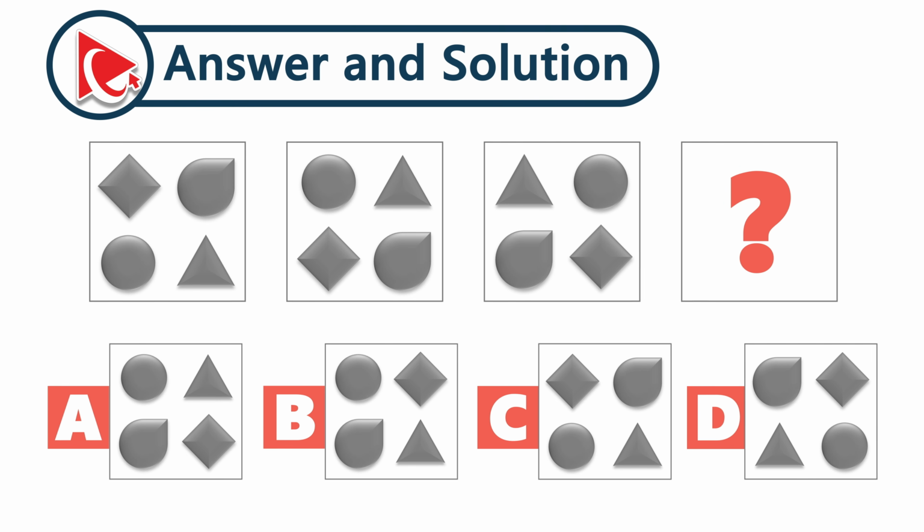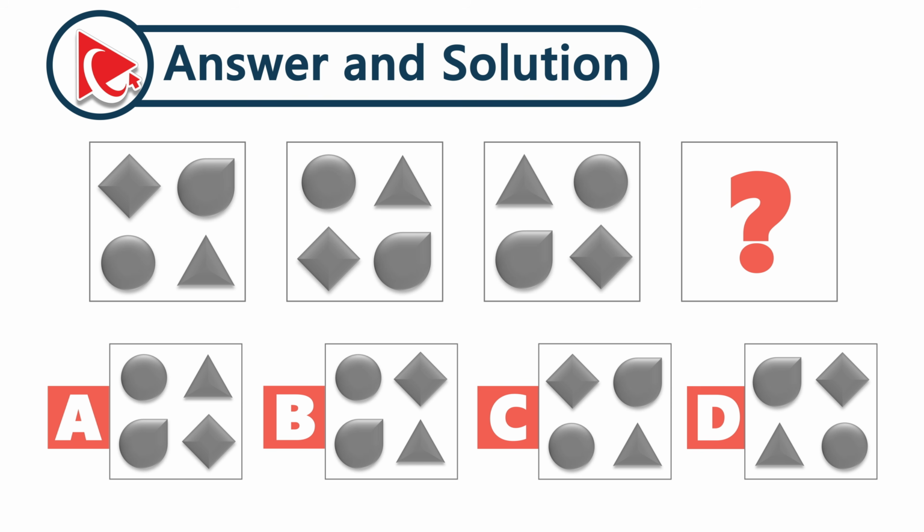The pattern here has 2 repeating steps. First, the top row and bottom row switch places. The circle and the pyramid move to the top row, and the diamond and the leaf move to the bottom row. Then, in the next step, the shapes inside each row switch left and right. In the top row, circle and pyramid switch places, and in the bottom row, diamond and leaf also switch places.